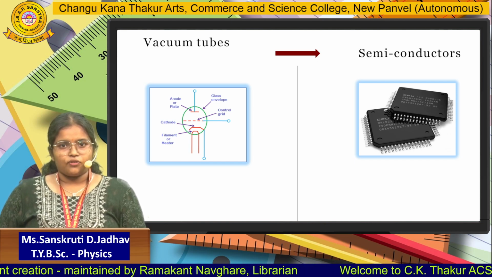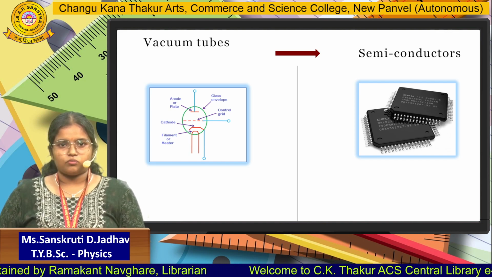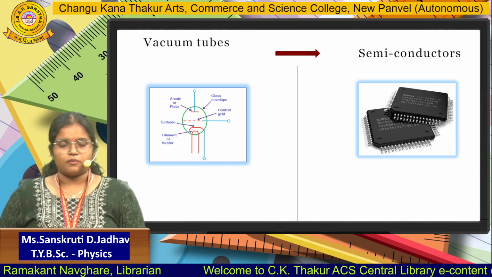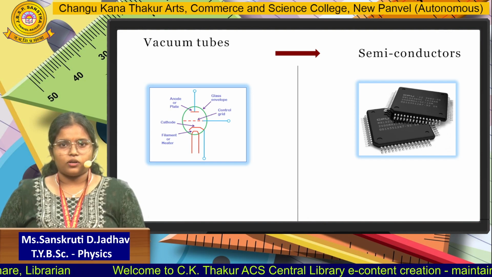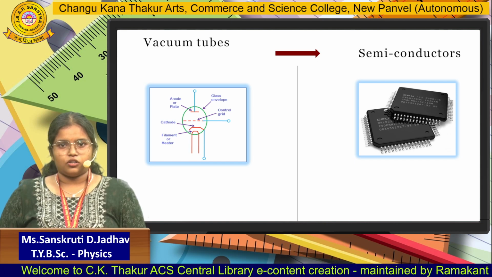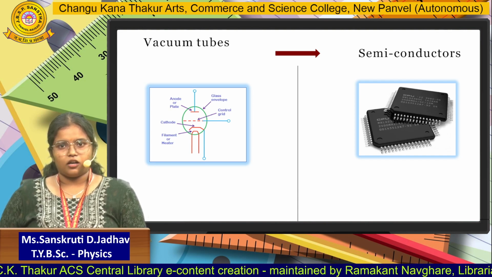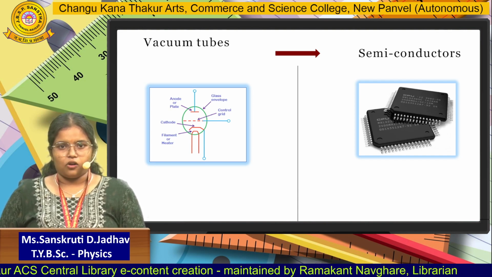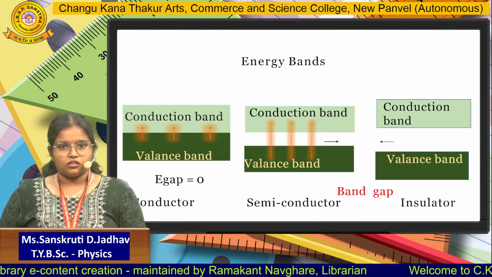Why did we change from vacuum tubes to semiconductors? As vacuum tubes are very large in size and semiconductors are very small in size, and the cathode in the vacuum tubes gets degraded easily, due to which the lifespan of vacuum tube is very less and the semiconductor lasts very long. The next topic is energy band.